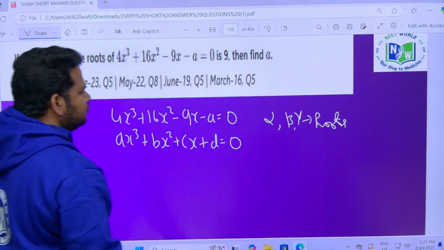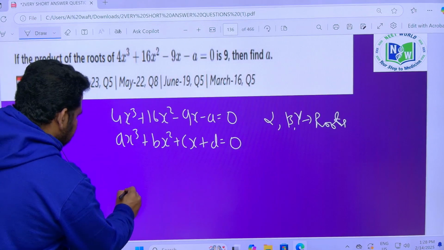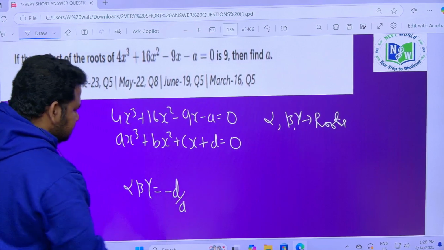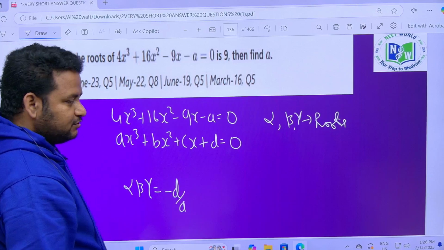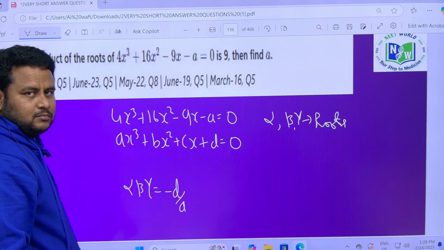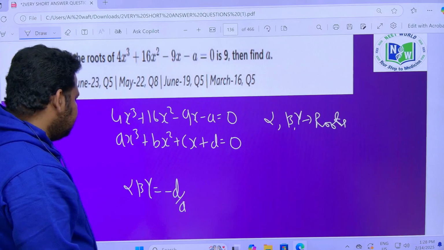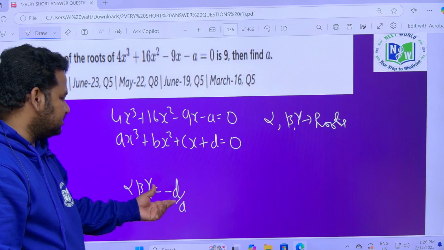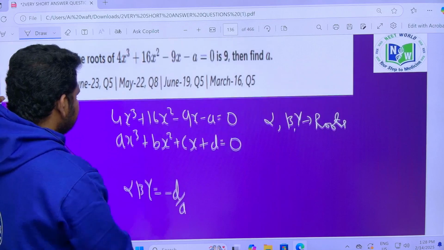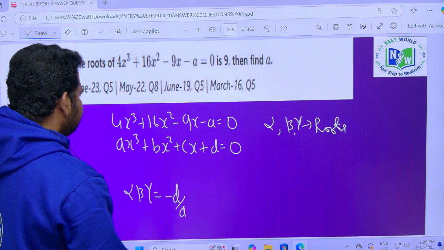We know the product of the roots. What do you mean by product of the roots? For a cubic polynomial, the sum of the roots alpha plus beta plus gamma is given by minus b by a, the summation of product of 2 roots is given by c by a, and the product of 3 roots alpha, beta, gamma is given by minus d by a. So here the value of this is given as 9. We have to find the value of a.